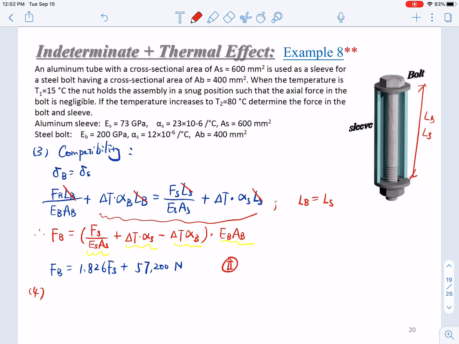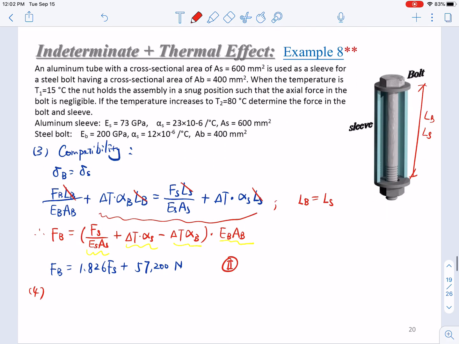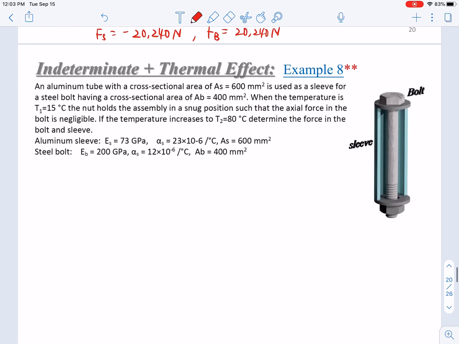So our last step is to solve it. Naturally here, since equation 1 is much easier, we just substitute equation 1 into equation 2. So here we can get negative 2.826 FS equals 57,200 Newton. So FS equals negative 20,240 Newton, and FB equals positive that, since they just have an opposite sign. This is 20,240 Newton.